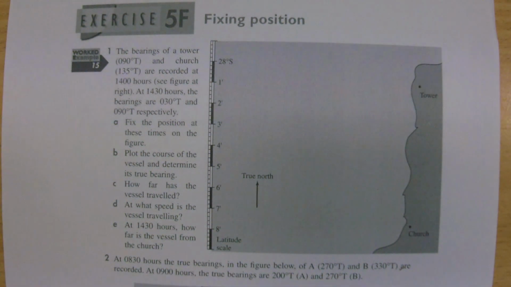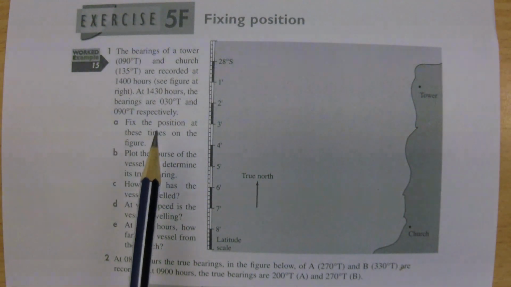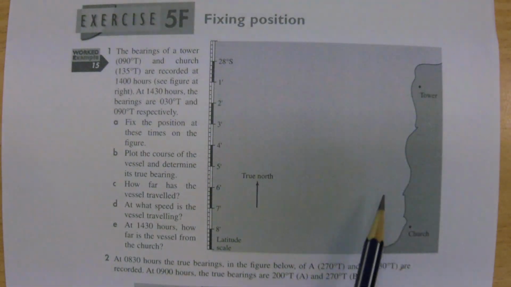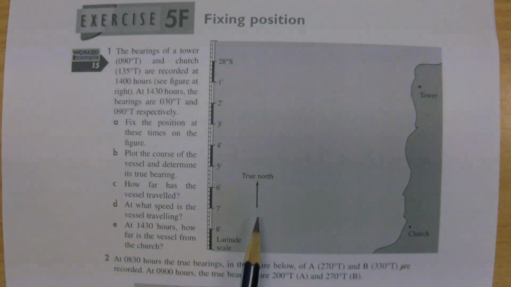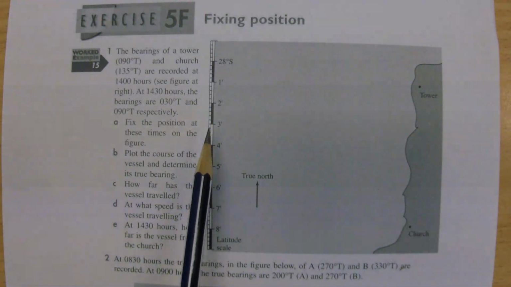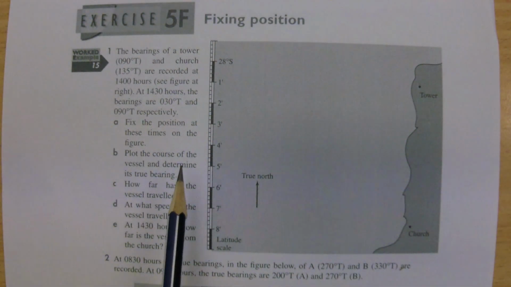This video is a demonstration of how to use some simple geometry and our knowledge of navigation to fix a position. The scenario is given here in this question. So we have a map. This is the coastline with two landmarks, a tower and a church. We have true north given, and same as grid north, and we have a latitude scale here. Remember, every minute of latitude is the same as 1 nautical mile.